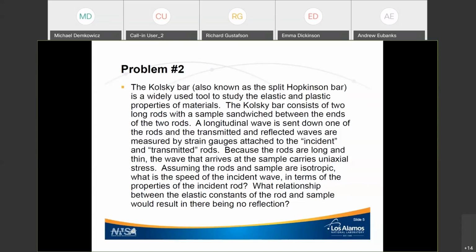Ideally, the equations really apply to an infinitely thin rod. So it's an approximation, but the real life Kolsky bar is designed to where the length of the incident rod is such that due to reverberations, the lateral stresses are relieved by the time the wave gets to the sample.